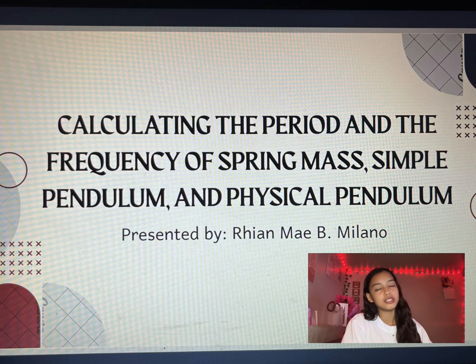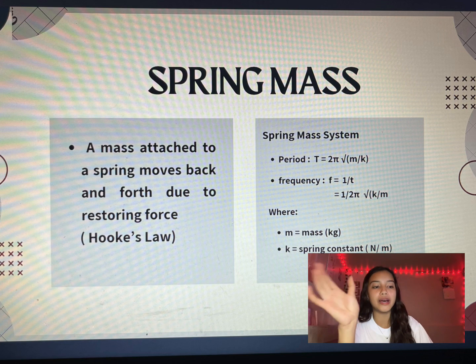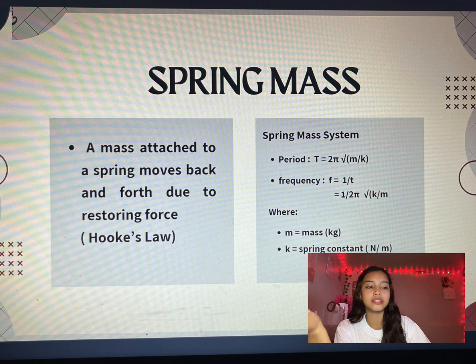So we're gonna tackle calculating the period and the frequency of a spring mass, a simple pendulum, and a physical pendulum. First, we're gonna talk about spring mass. So a spring mass is a mass attached to a spring that moves back and forth due to a restoring force, Hooke's law.